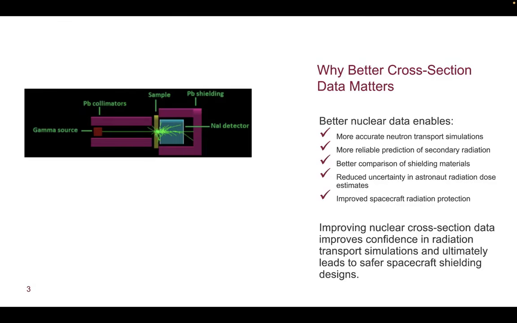More accurate nuclear data would improve radiation dose predictions, help engineers select better shielding materials, increase confidence in spacecraft design, and ultimately improve astronaut safety during long-duration missions beyond Earth orbit. As future missions become longer and more ambitious, reducing uncertainty in radiation transport simulations will become increasingly important.